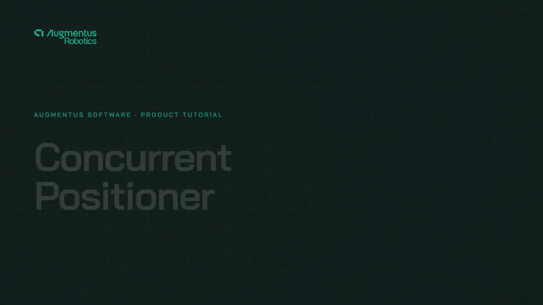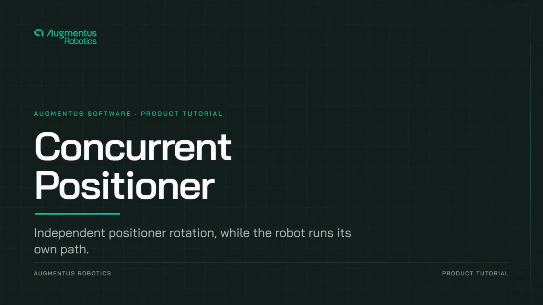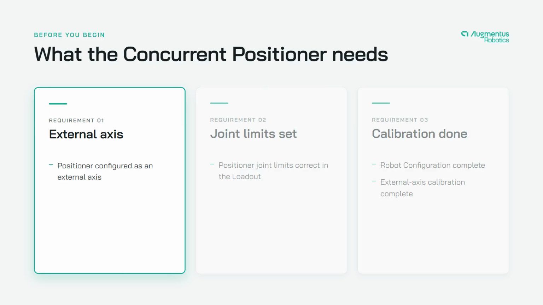The concurrent positioner lets a positioner axis rotate independently while the robot runs its own path, ideal for continuous processes like thermal spray and shot peening. Let's set it up. Before you begin, 3 things should already be in place.